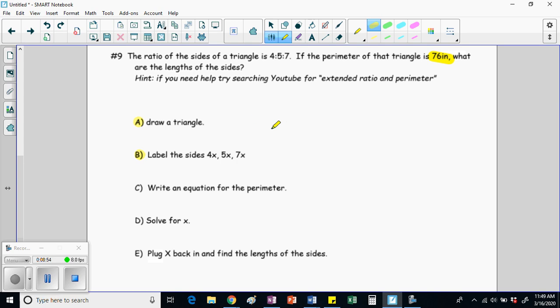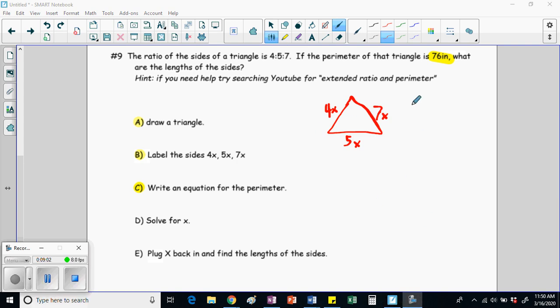But I think people may have trouble writing down the equation for perimeter, so I'm going to help you out a little bit here. So here we drew a triangle, labeled the sides 4x, 5x, and 7x. An equation for the perimeter, well, 4x plus 5x plus 7x has to add up to the whole perimeter. So this plus this plus this has to equal the 76. You have a simple equation. You're going to combine like terms and solve for x. When you do that, you're going to get a decimal. It's going to be 4 point something.